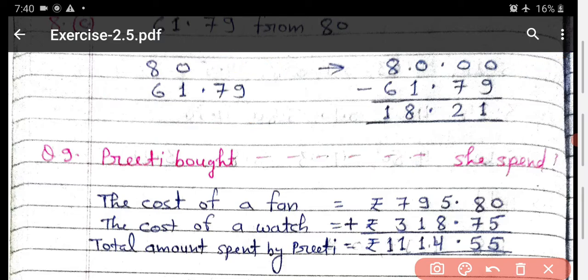Now simply subtract. 0 minus 9 not possible. Take 1 carry, it becomes 10. 10 minus 9 here 1. Here remains 9. 9 minus 7 is 2. 9 minus 8 becomes 9 minus 1, then 8. Here becomes 7. Then 7 minus 6 becomes 1. So your answer is 18.21. Your answer is 18.21. Now come on, question number 9.